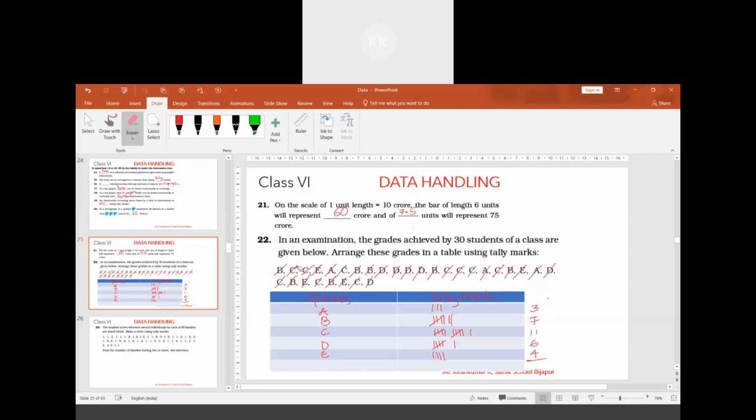Now let me count this C: 1, 2, 3, 4, 5, 6, 7, 8, 9, 10. Sir, you've gone wrong in C. 10 are there, so it has to be 10, not 11. Yes, sir, I made a mistake here. The total has to be 30. This is how we do a tally mark table.